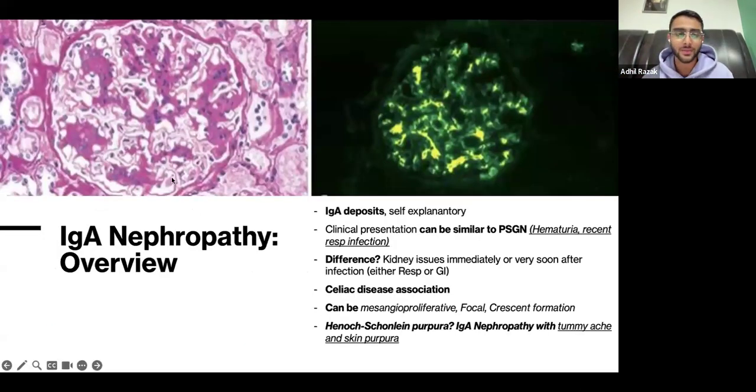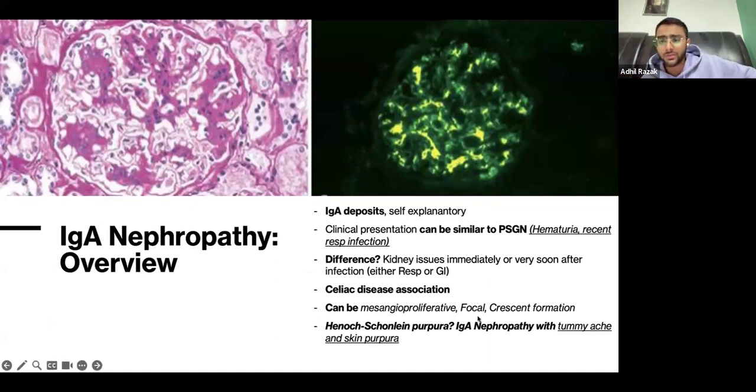So to give an overview on IgA nephropathy, IgA deposits, self-explanatory. The patient has IgA deposits. In post-strep, he has IgG, C3, IgM, all of that. And the clinical presentation can be similar to post-strep glomerulonephritis: hematuria, recent respiratory infection, but 3 days, 2 days, something like that, rather than weeks. The difference, yeah. And then it could be associated with celiac disease.